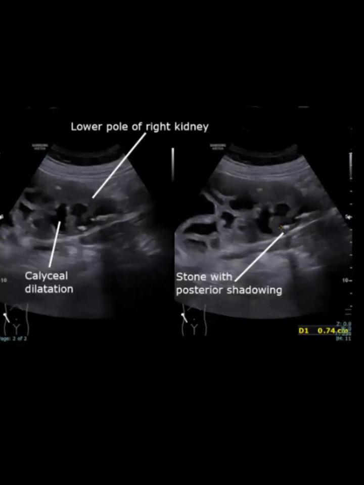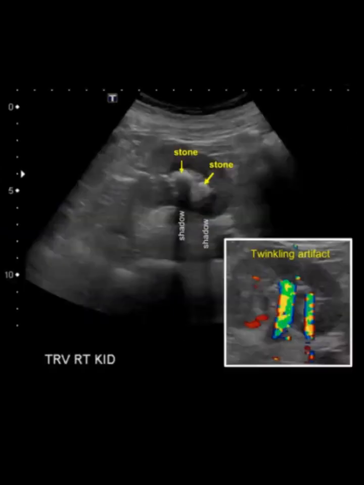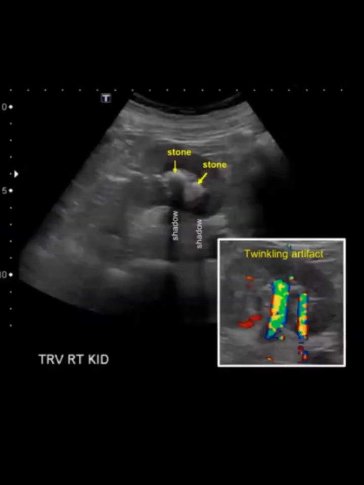To differentiate between hydronephrosis and cystic kidney disease, look for a connection between the cysts. If there is a connection between cysts, this is hydronephrosis. If there is no connection, this is cystic disease. Agree with me? Okay, good point, brother. If there is a connection, then hydronephrosis. If there is no connection, then there are cysts. Okay, good.